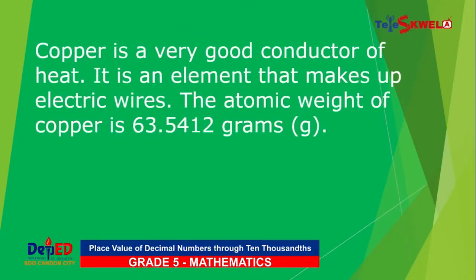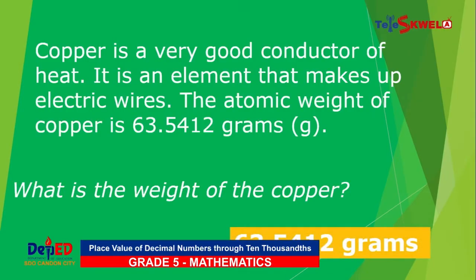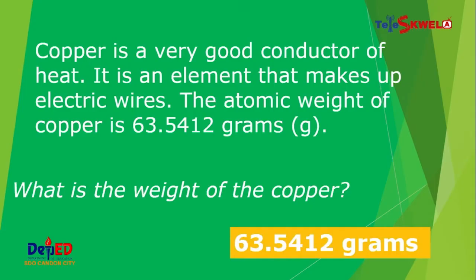Copper is a very good conductor of heat. It is the element that makes up electric wires. The atomic weight of copper is 63 and 5,412 10,000ths grams. So what is the weight of the copper? That is correct. The copper weighs 63 and 5,412 10,000ths grams.